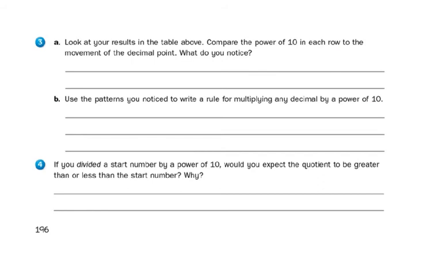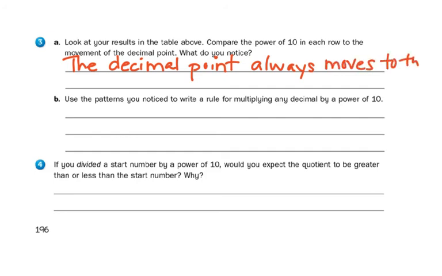So look at the results in the table above. Compare the power of 10 in each row to the movement of the decimal point. What did you notice? Well, I noticed that the decimal point, write this down with me, the decimal point always moves to the right, based on the exponent in that power of 10.